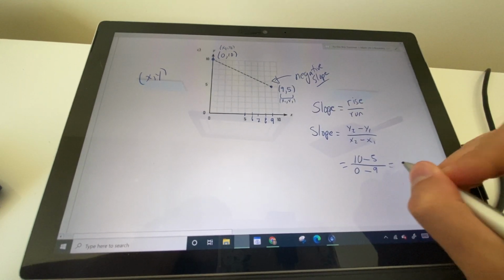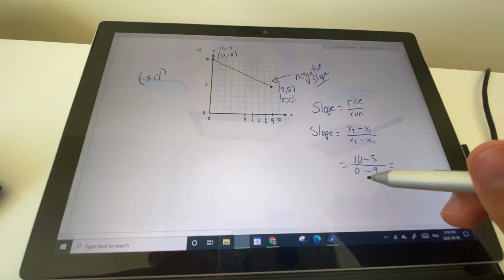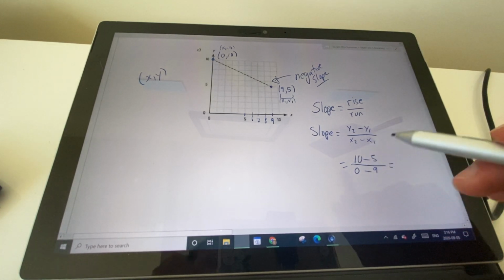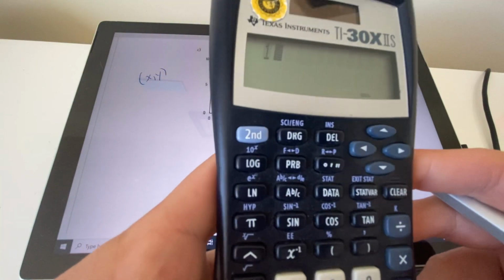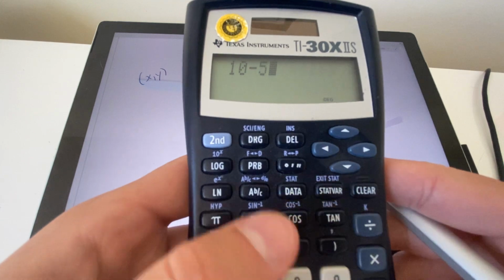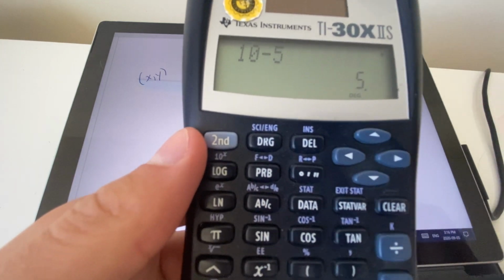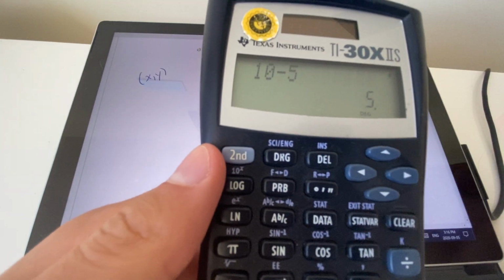10 minus 5. Now it's really important to keep track of your negative and positive values. I'm going to plug these in our calculator. Don't be scared to use your calculator for everything. Even if you think you know exactly, these signs can trick you up a little bit.